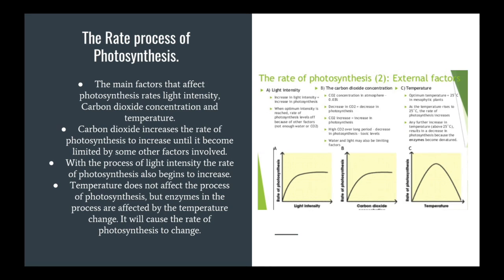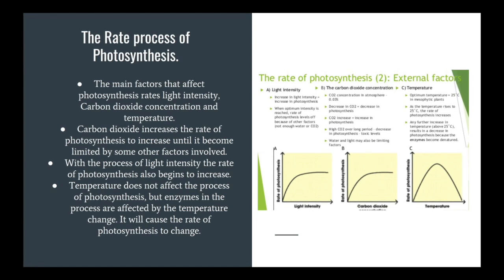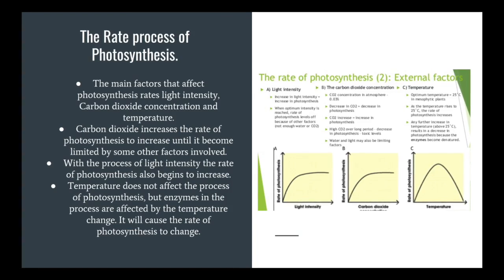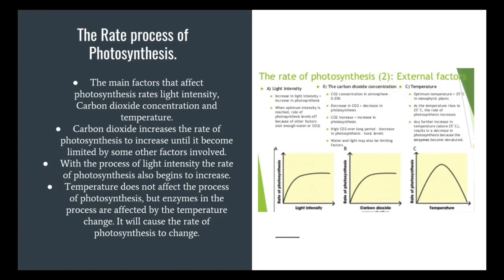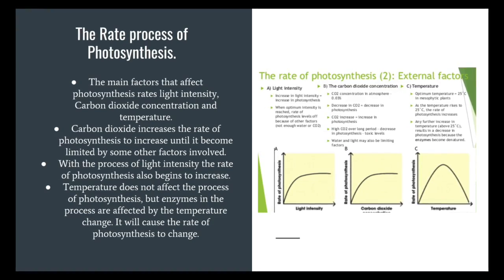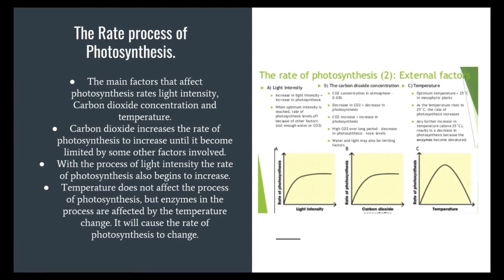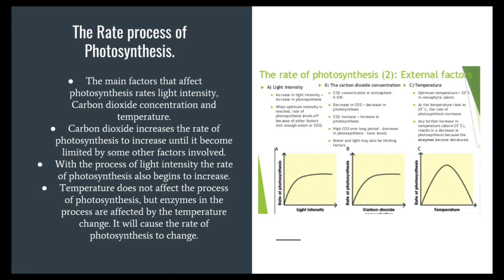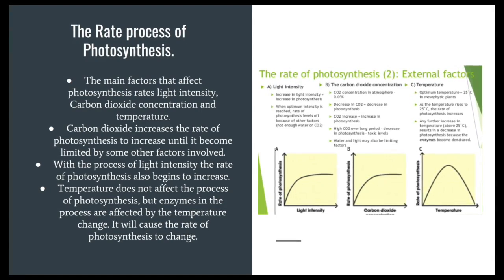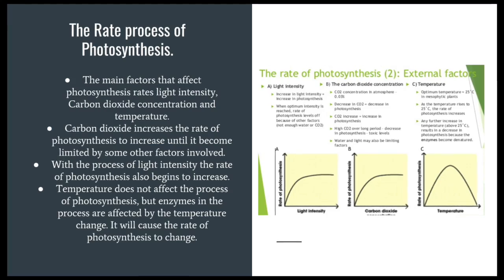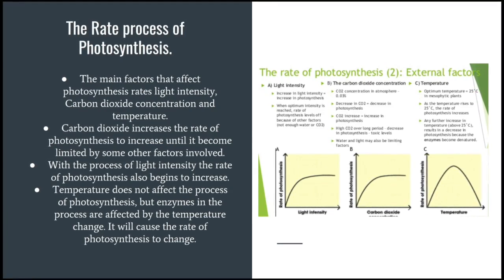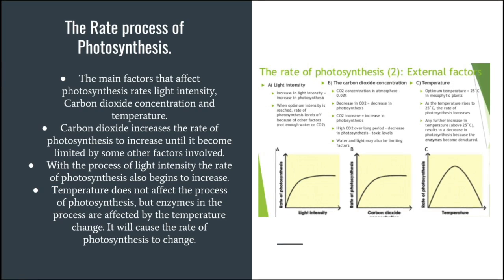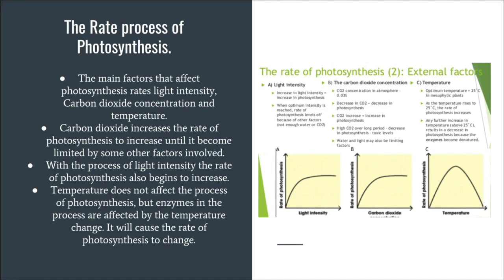The main factors that affect the photosynthesis rate are light intensity, carbon dioxide concentration, and temperature. Carbon dioxide causes the rate of photosynthesis to increase until it becomes limited by some other factors involved. With increasing light intensity, the rate of photosynthesis also begins to increase. Temperature does not affect the process of photosynthesis directly, but enzymes in the process are affected by the temperature change, which will cause the rate of photosynthesis to change.